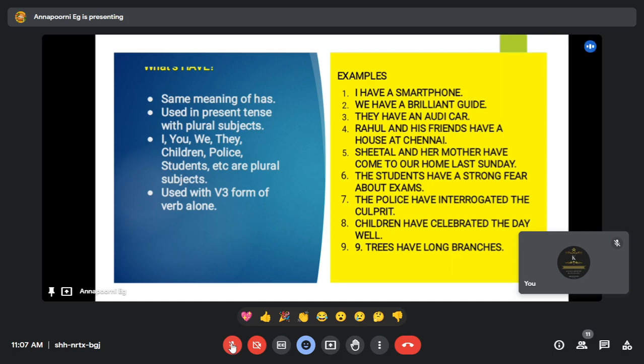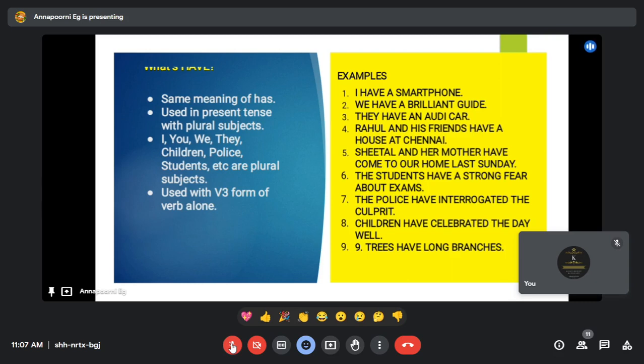I have a smartphone. We have a brilliant guide. They have an Audi car. Rahul and his friends have a house at Chennai.